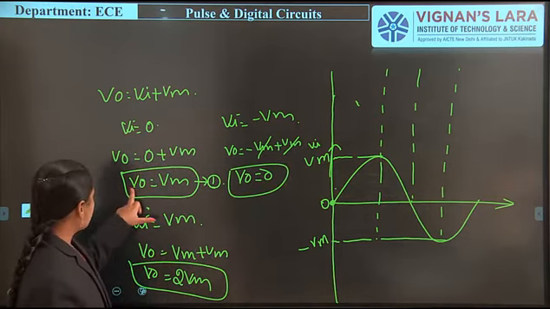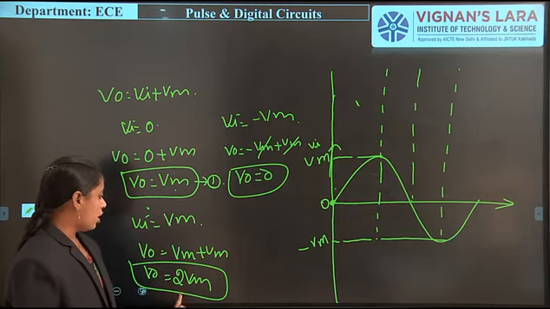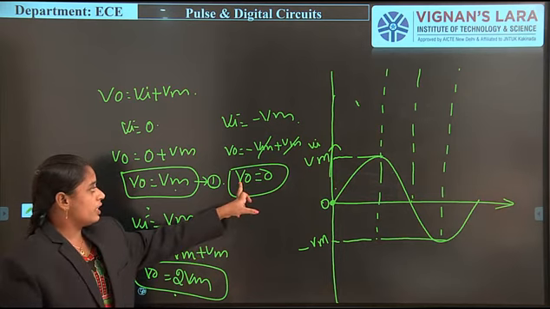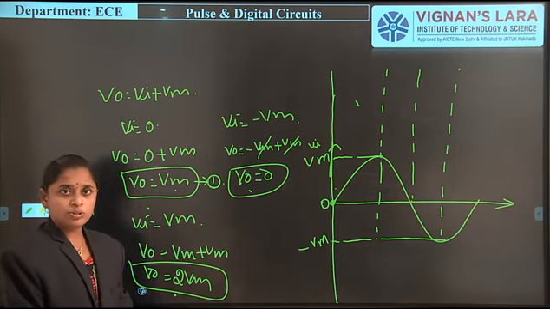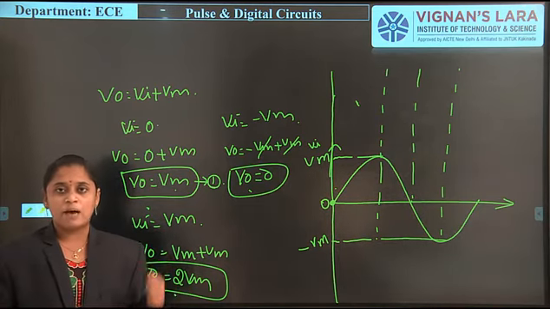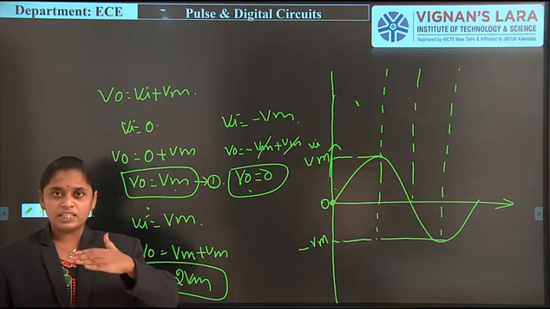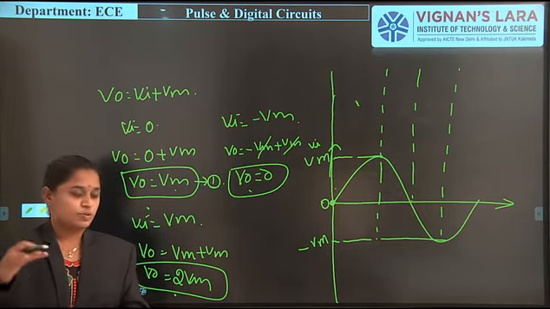So at Vi is equal to 0, the output is Vm. At Vi is equal to Vm, the output is 2 Vm, and at the Vi is equal to minus Vm condition, V0 becomes 0. So how to draw the output waveforms? As the name itself says, this is a positive clamper or negative peak clamper, which shifts the signal to above the DC level. Nothing but it shifts the signal in the positive direction.